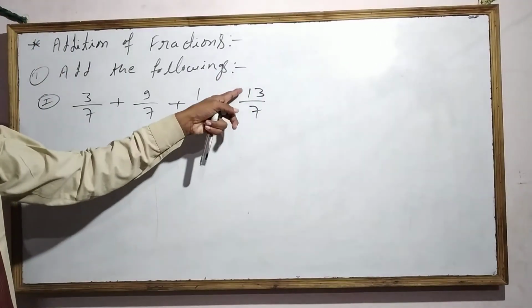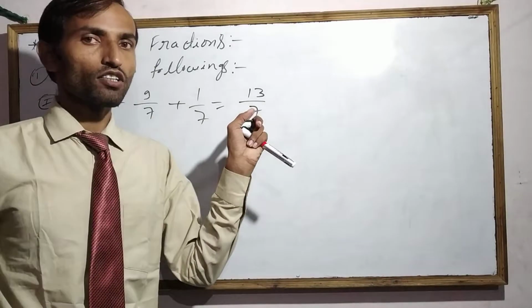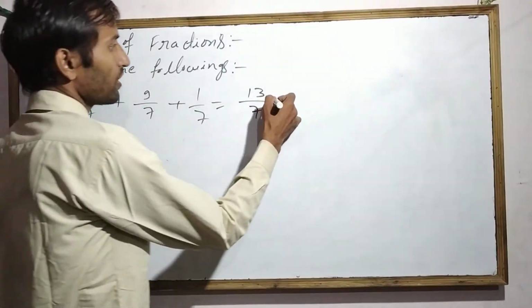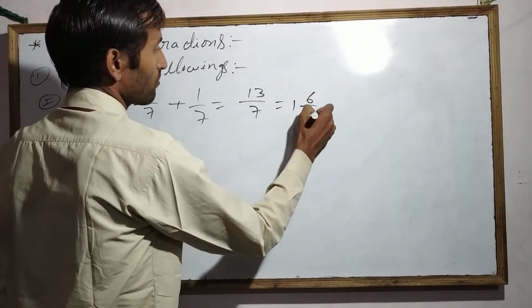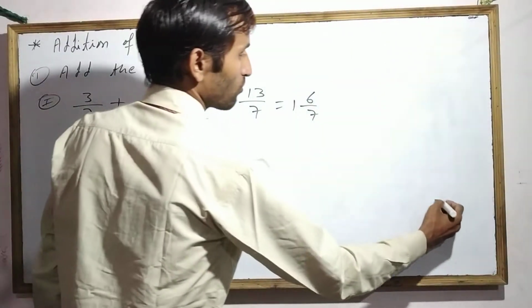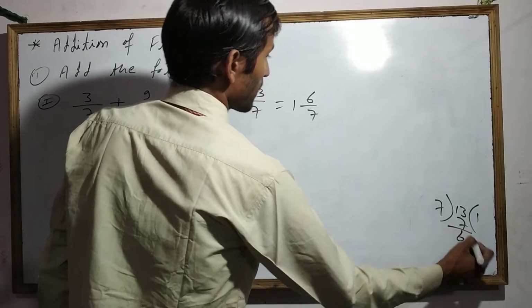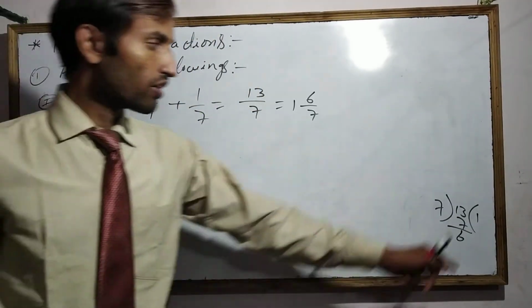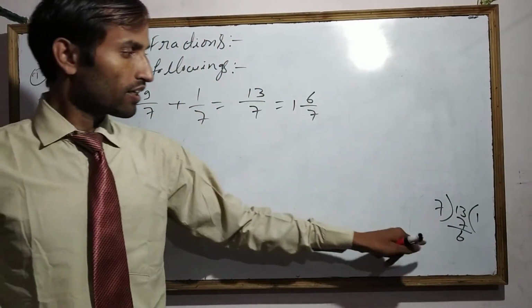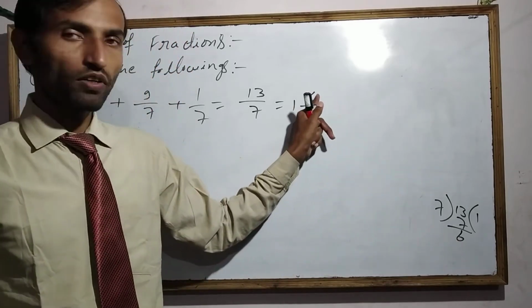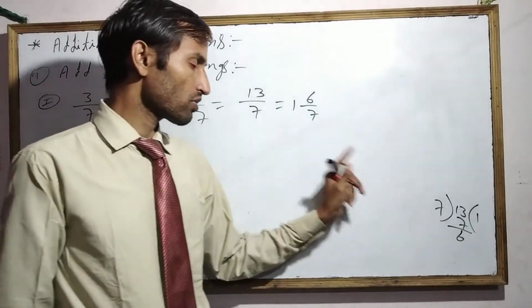Just you see here, numerator is greater than denominator, so we will convert into mixed fraction. So it will come like this, 1 6 upon 7. If you divide 13 by 7, you will get 1 and then remainder 6. So quotient is 1, that's why I wrote 1 here, and remainder is 6. So numerator is 6 upon 7.